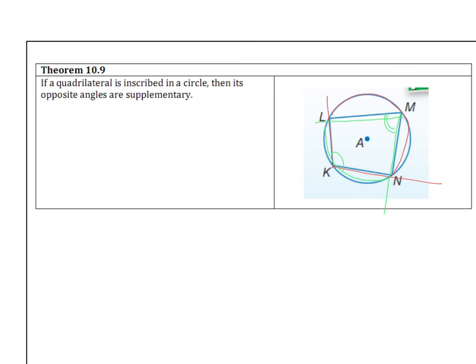So these two angles combined should be half of 360, which is 180. So that's what it's saying here, that if you have opposite angles in an inscribed quadrilateral, those two angles will be supplementary. So the measure of angle M plus the measure of angle K, those two will add up to 180. Same with the other two, the measure of angle L plus the measure of angle N will equal 180.